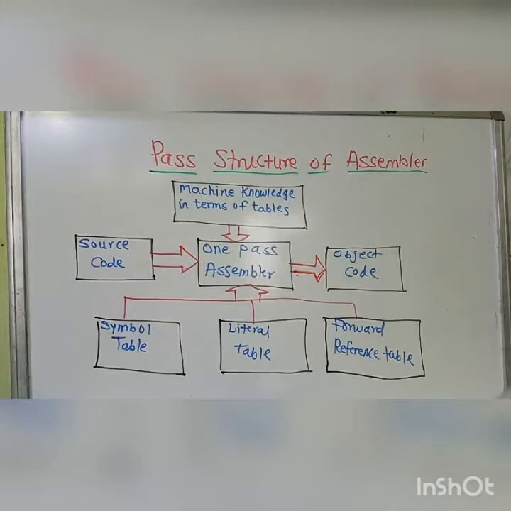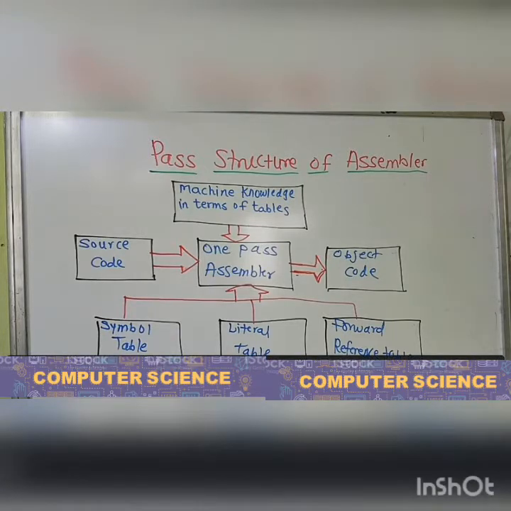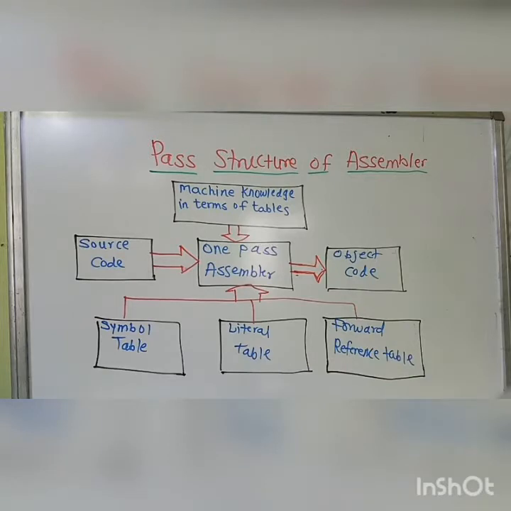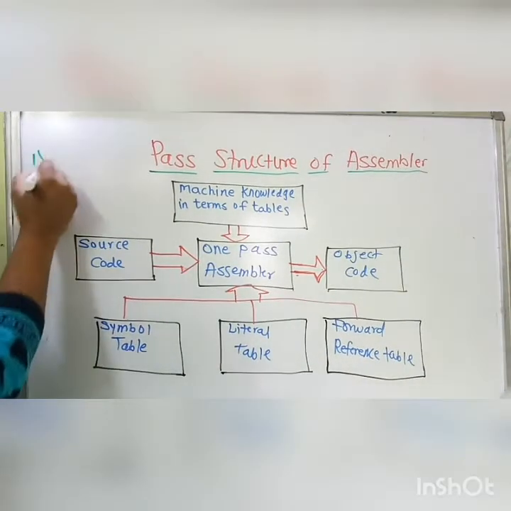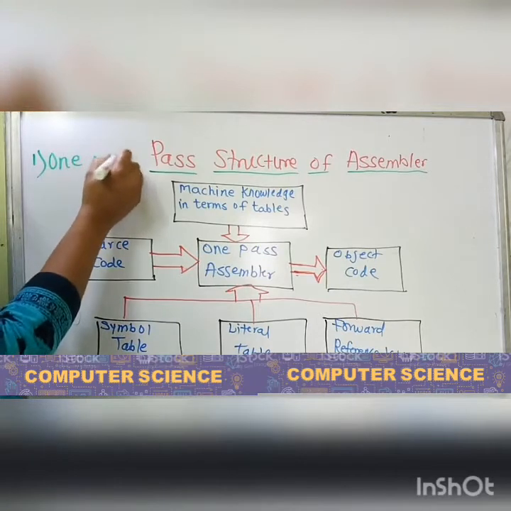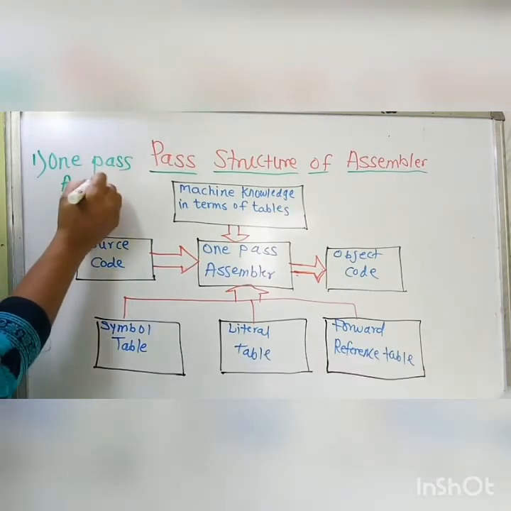In this video, we will see the different pass structures of an assembler. As we have seen, an assembler is one type of interpreter used to convert a higher level language program into its object code. So there are different pass structures of an assembler. First is the one pass assembler, which is the first type.